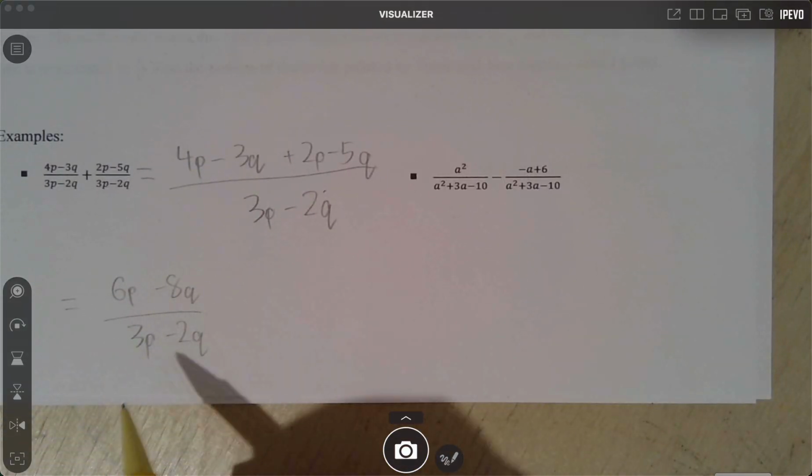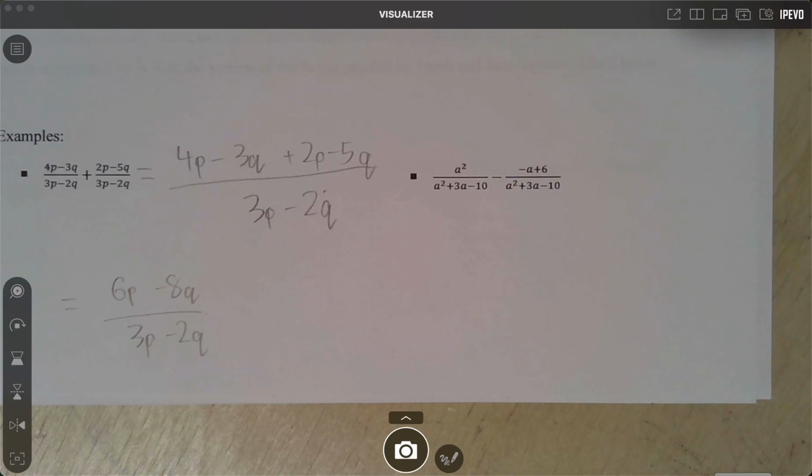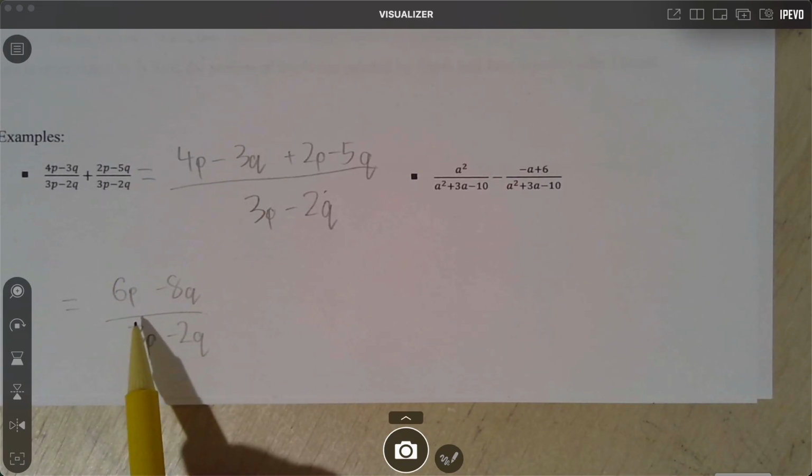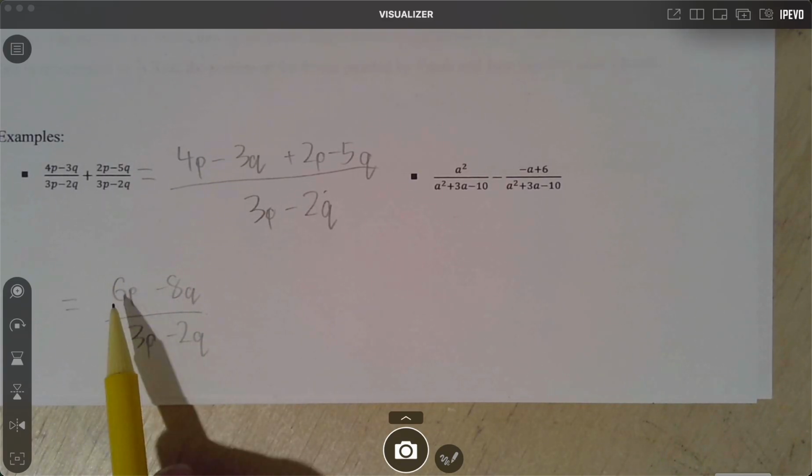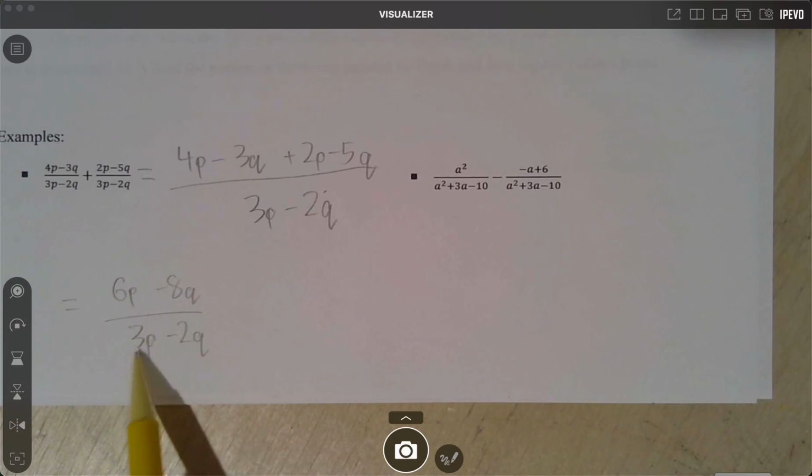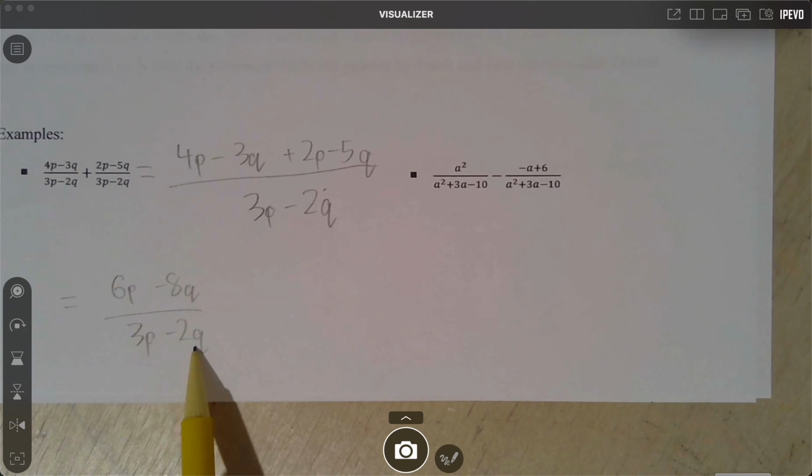It just seems like I should be able to reduce this. But remember, the 6 has a 2 and a 3 in common, and so there's not a 2 shared across everything. This one's missing a 2. 6 has a 3 also. 8 doesn't have a 3, and 2 doesn't have a 3.